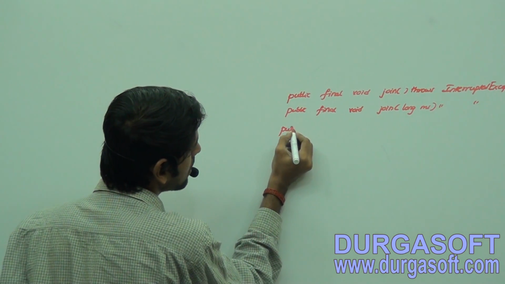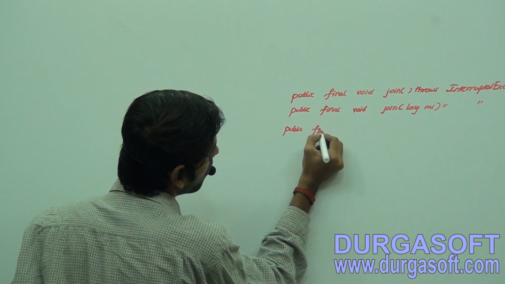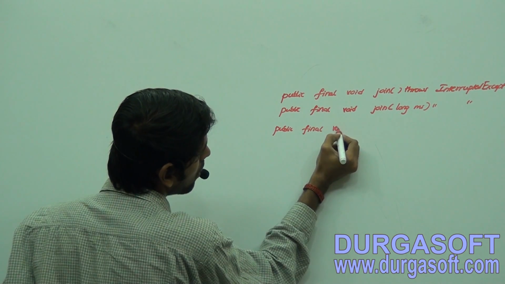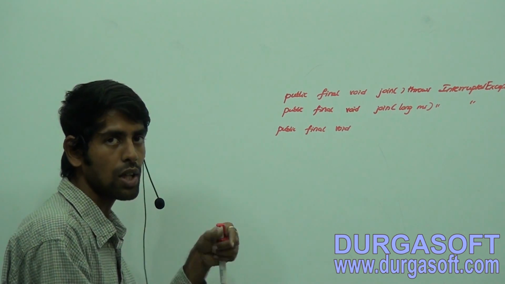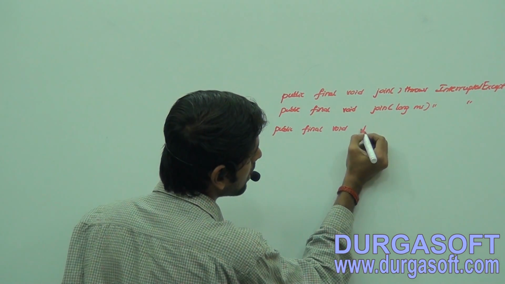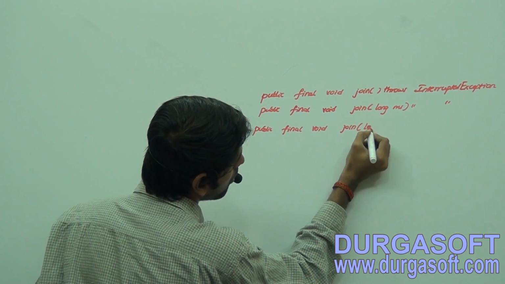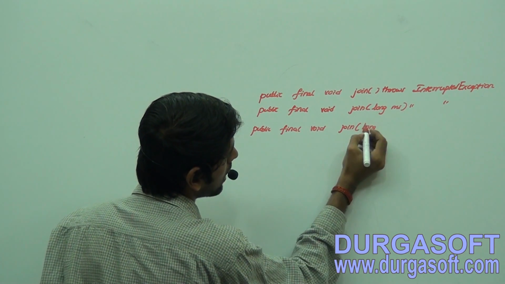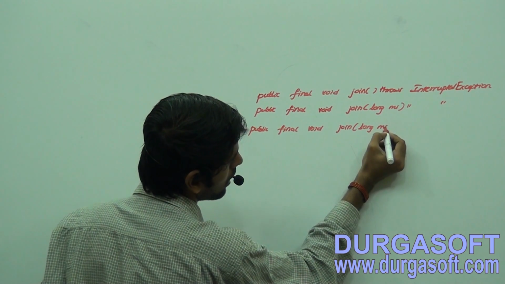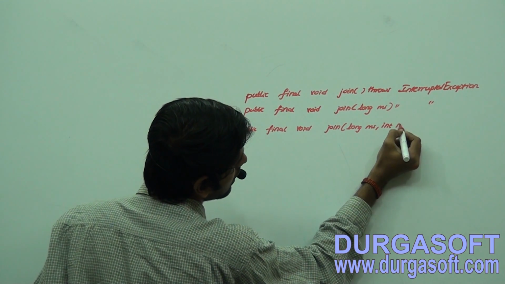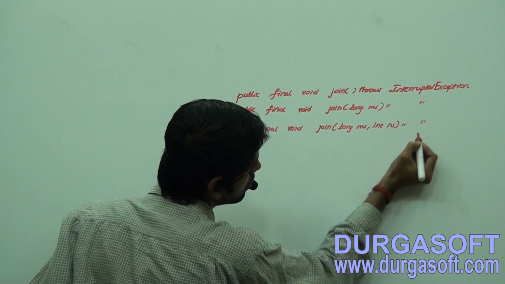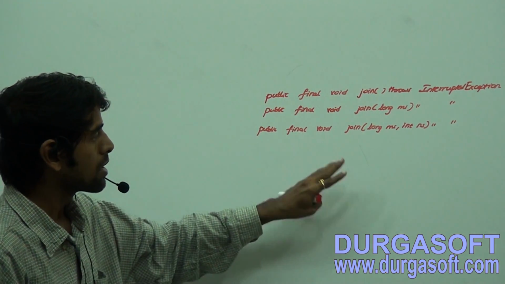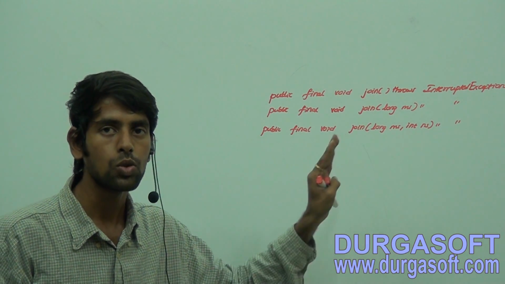And what is the other method? It is also an overloaded method and final, so overriding is not possible in our child class. What is that method? join with a primitive long, it's not capital, don't get confused, and the other one is int nanoseconds, which also throws InterruptedException. These were the prototypes of our join method.